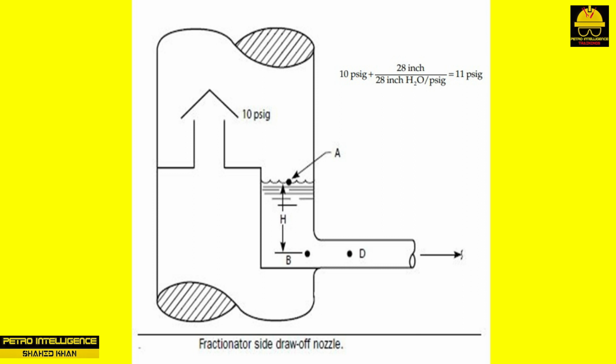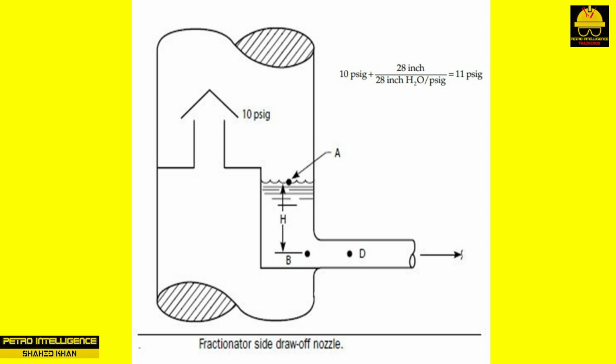The liquid at both points B and D has the following in common. Same elevation. Same fluid temperature. Same fluid composition. If liquid is flowing through the nozzle, as shown in the picture, at, say, 9 feet per second, the pressure at point D will be lower than that at point B.